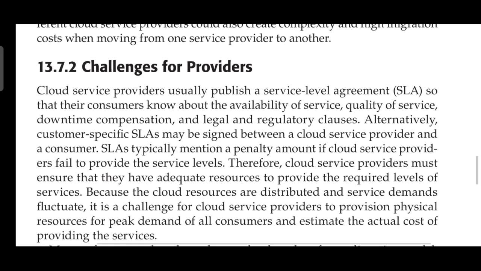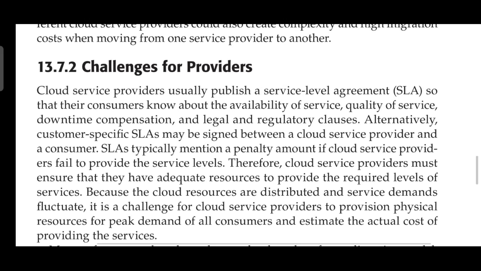Now we have challenges for the providers as well. So providers are the service providers, right? Cloud service providers usually publish the service level agreement to the end user, SLA it is called. So the consumers know about the availability of the service, QoS or quality of service, and downtime compensation. Downtime, in the sense we have discussed about it, right? Downtime is the service time normally. This is the time where the system will not be operated, I mean the service will not be provided.